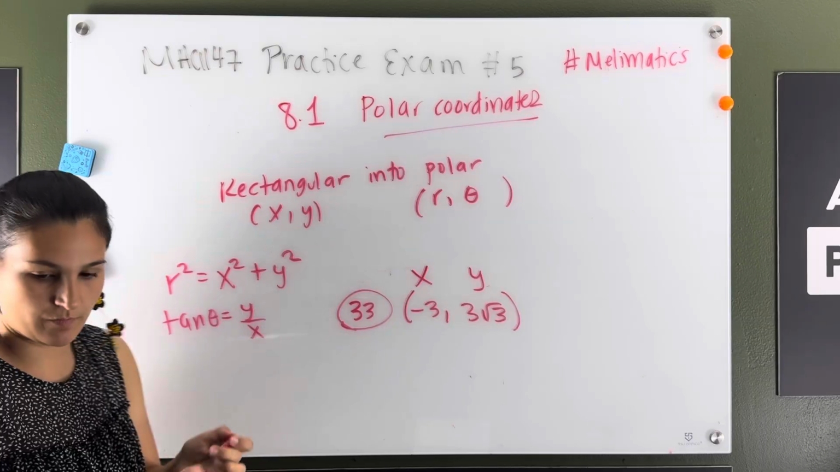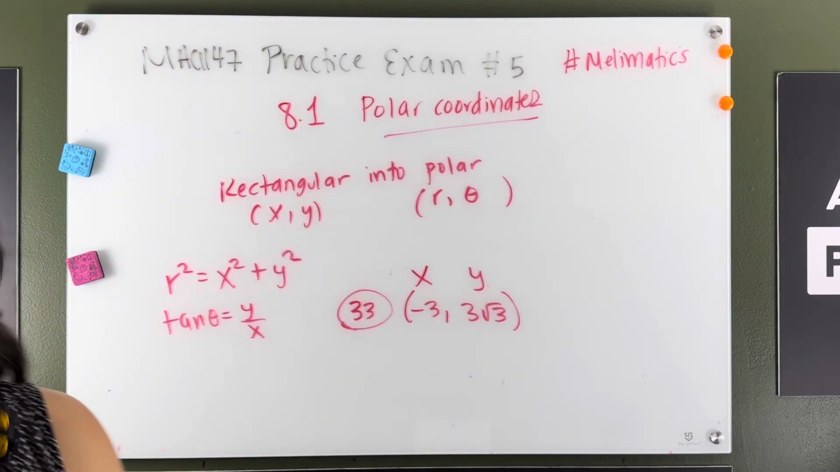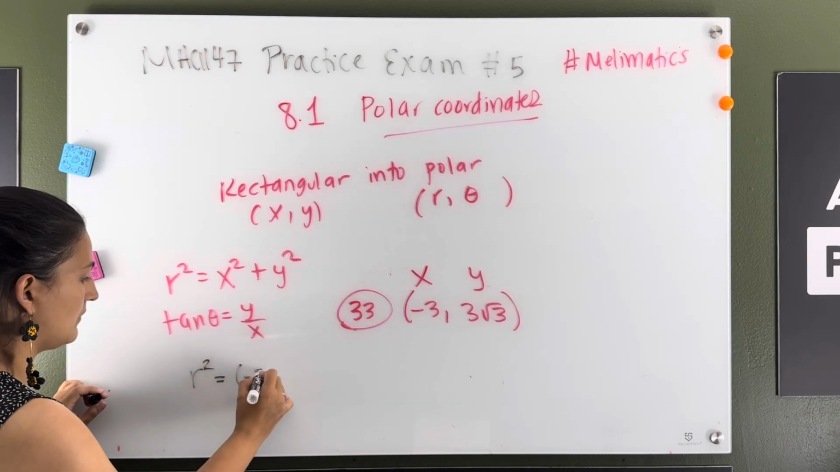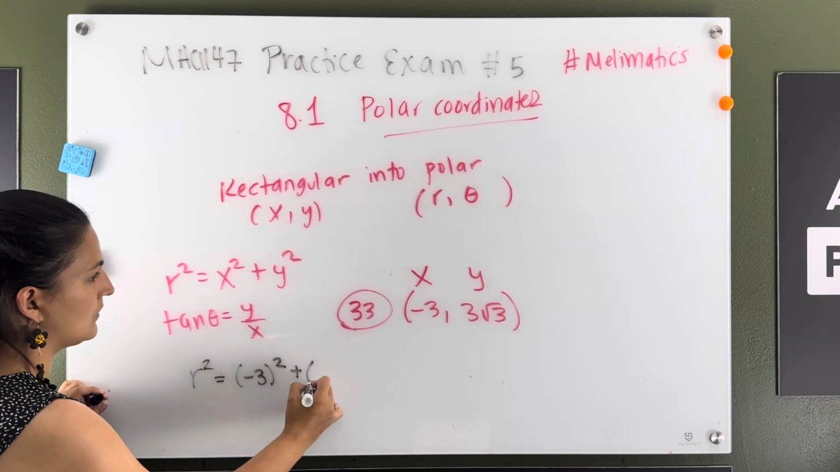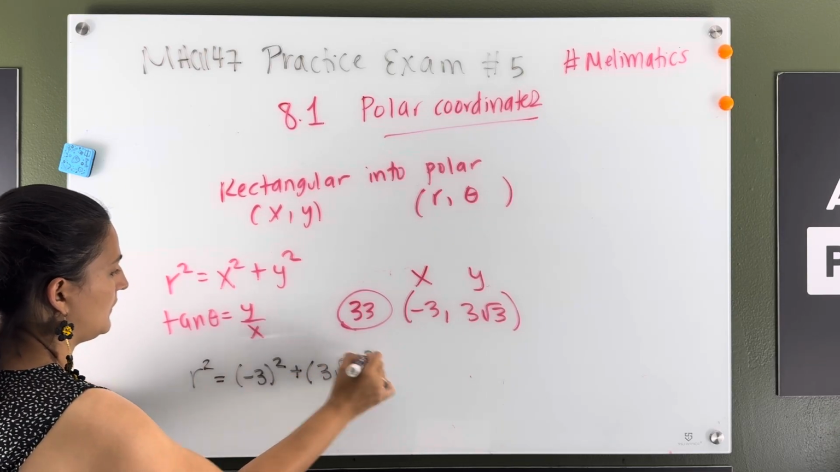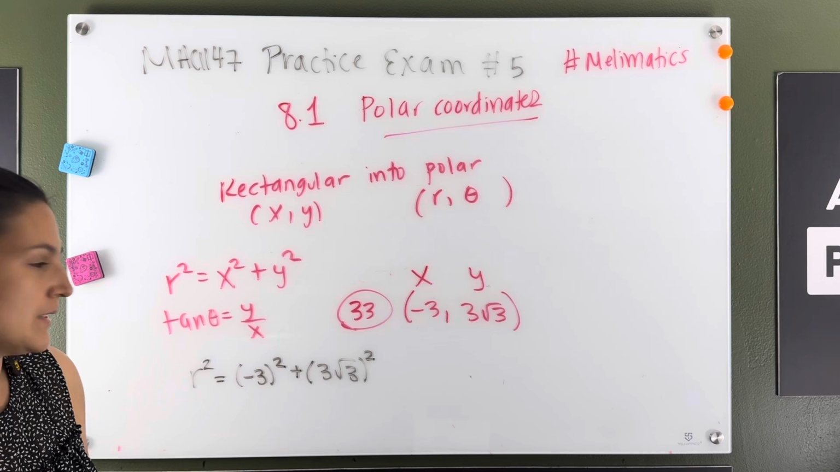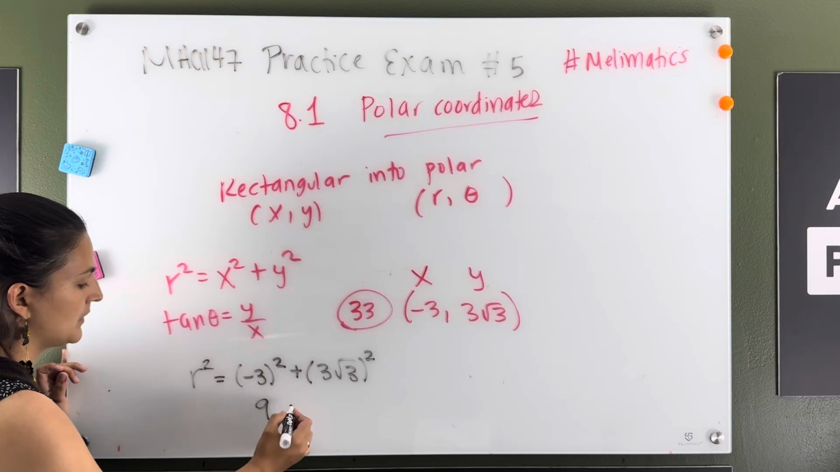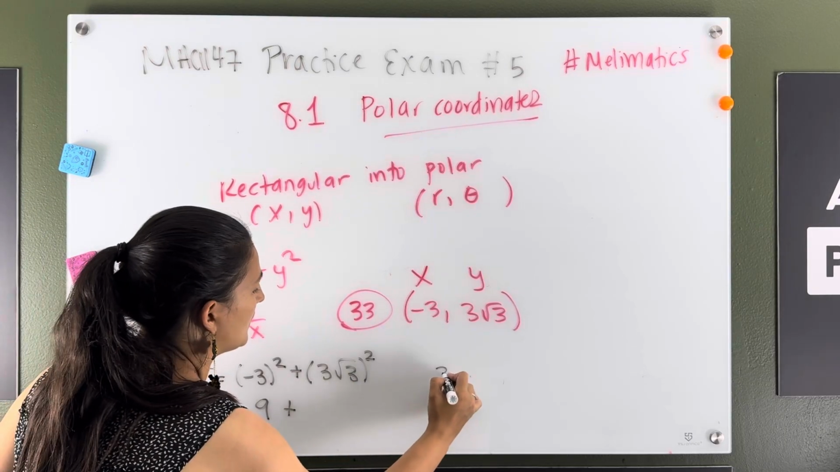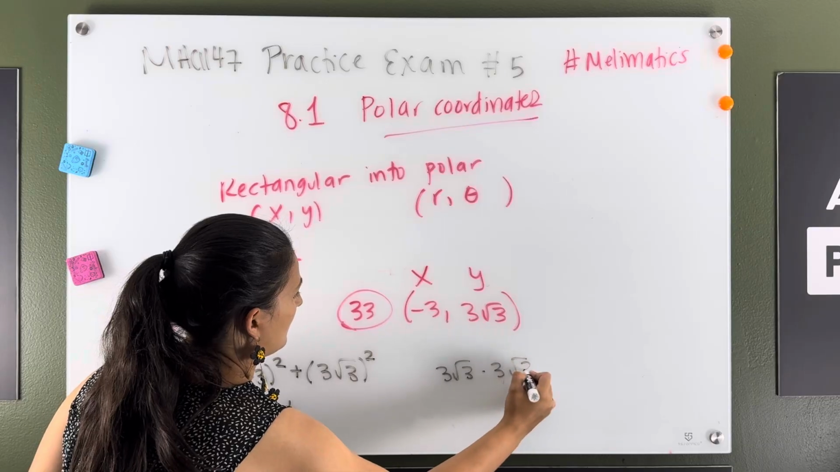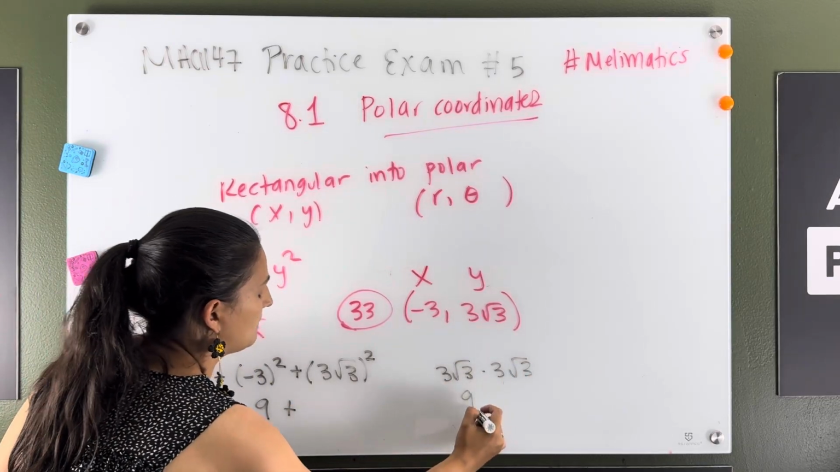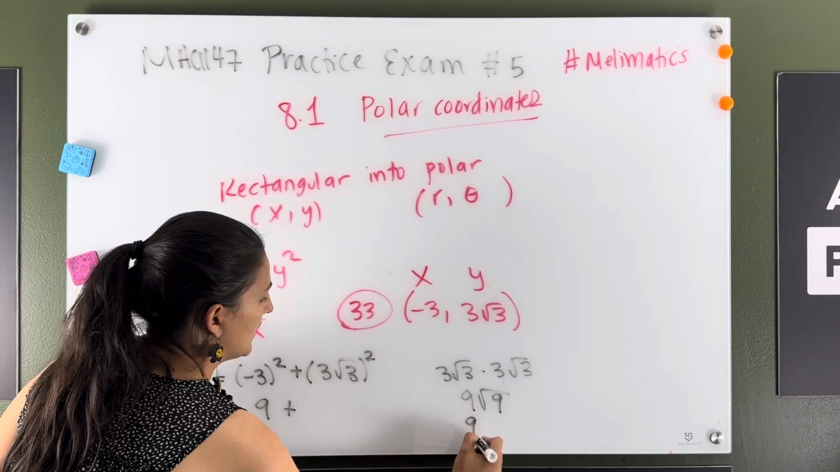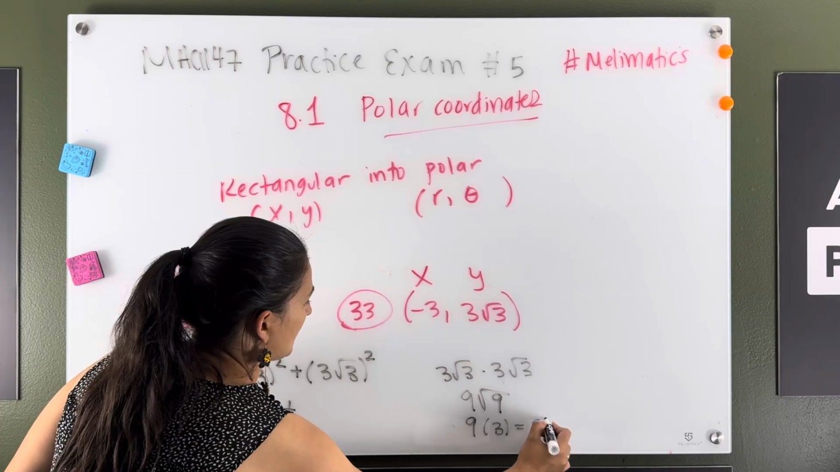So this is going to be, let me use a different marker, even though I like red. So this is going to be r squared equals x squared plus y squared. Okay, we did something similar in our exit ticket. Okay, so negative 3 squared is negative 3 times negative 3, which is 9. And then we have to square 3 times the square root of 3. Okay, so 3 times 3 is 9, and then the square root of 3 times the square root of 3 is the square root of 9. So this is simply 9 times 3, which is 27.